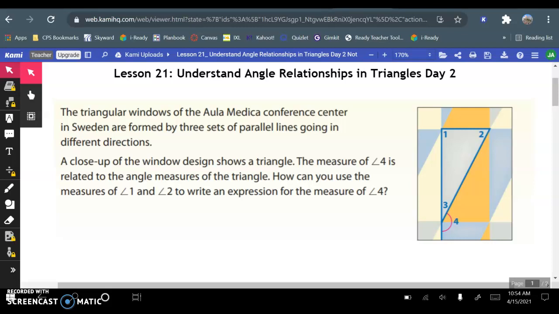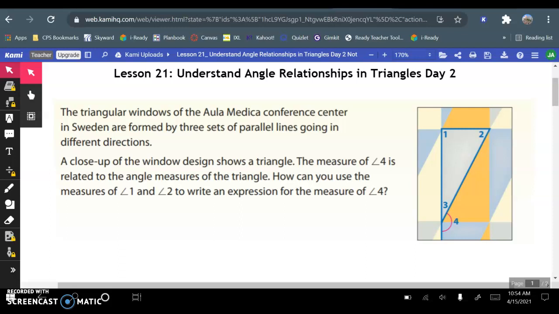We are continuing on with the angle relationships in triangles today, and we're going to start off here with an example, something to think about. It says the triangular windows of the Ala Medical Conference Center in Sweden are formed by 3 sets of parallel lines going in different directions. A close-up of the window design shows a triangle. The measure of angle 4 is related to the angle measures of the triangle.